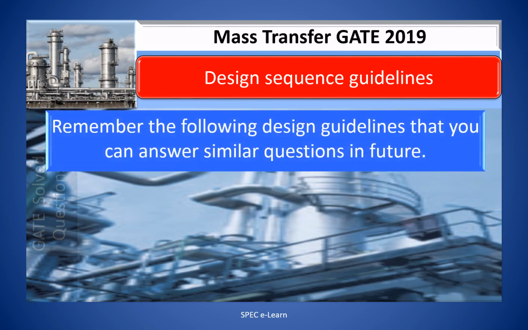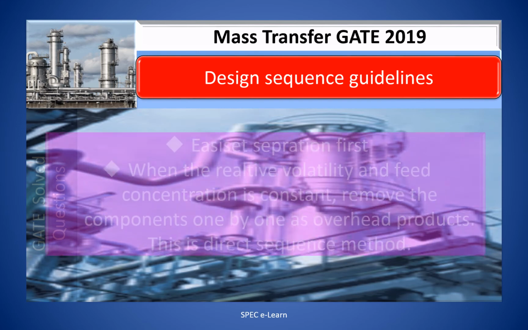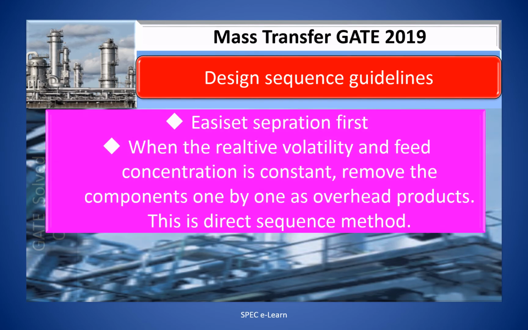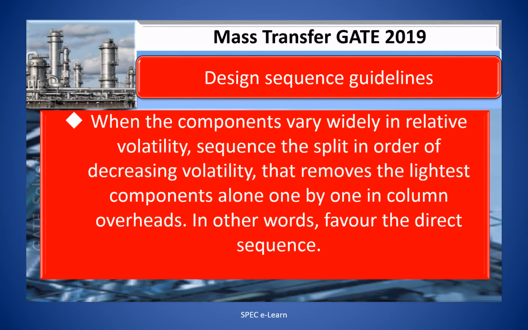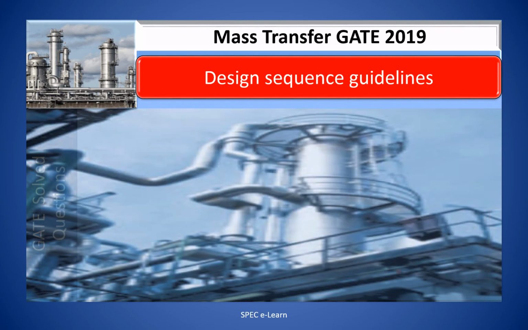Remember the column sequence guidelines for design. Easiest separation first. When the relative volatility and feed concentration are constant, remove the components one by one as overhead products. This is the direct sequence method. When the components vary widely in relative volatility, sequence split in order of decreasing volatility, which removes the lightest components alone one by one in column overheads. In other words, favor the direct sequence.